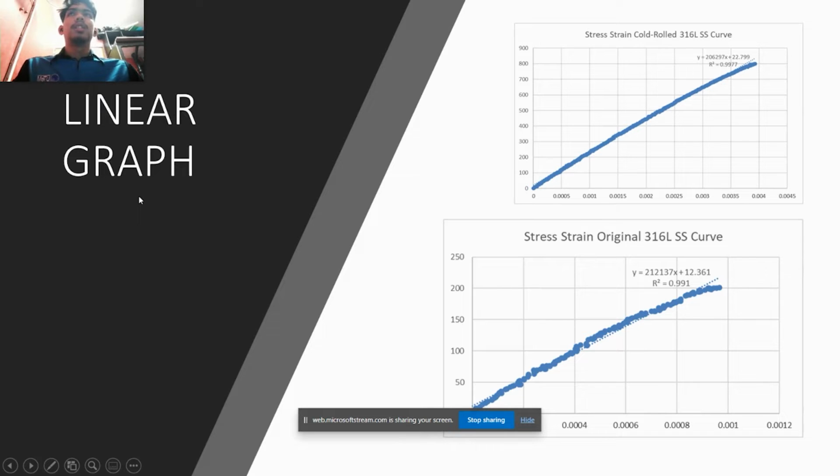Next is the linear graph. This is to find the modulus of elasticity value, where for the cold roll it is 206297 and 212137 for original. The R square value shows the accuracy of this graph, where the nearer to 1, the more accurate the graph.